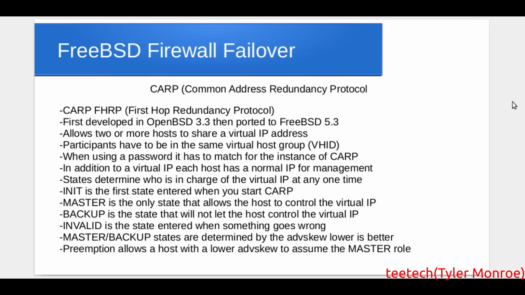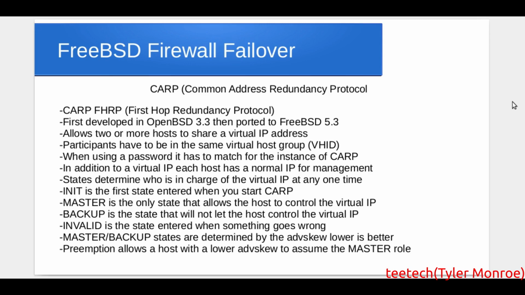Now, the whole premise of this is it allows two or more hosts to share a virtual IP address, okay? Now, to do this, the participants in CARP have to be in the same virtual host group. And that term is called a VHID, a virtual host identifier. Now, CARP can also have security added into it. You can do that by using a password. Now, when you use that password, it does have to match for the instance of CARP. So you can have many CARP instances. You just got to make sure the group number and password are separate for each one.